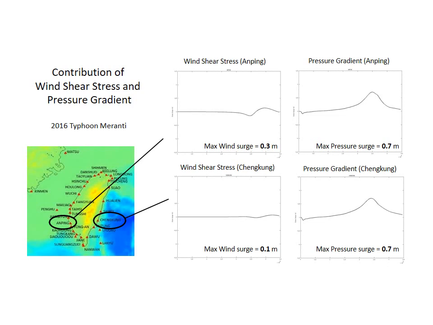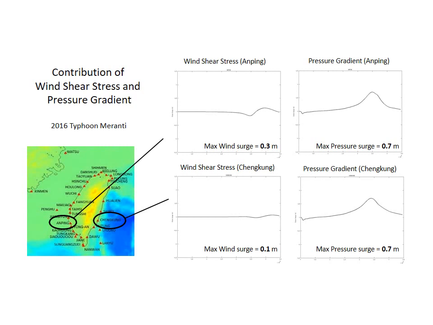And also, we want to study the contribution of the wind shear stress and pressure gradient. So at the Taixi location and the Nanwan location, the maximum wind surge is about 0.4, but the pressure surge is 0.5. So when you add them, we can get a storm surge of close to 1 meter. But the maximum wind surge and the maximum pressure surge occur at different time points, so you cannot just add these results directly.